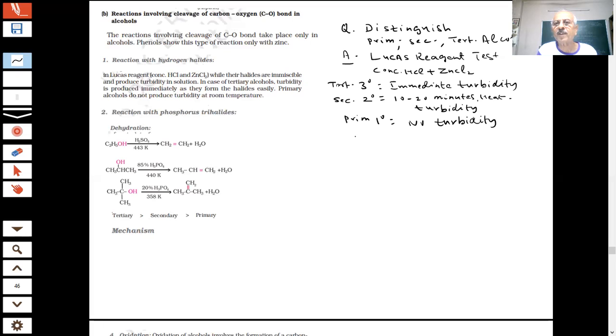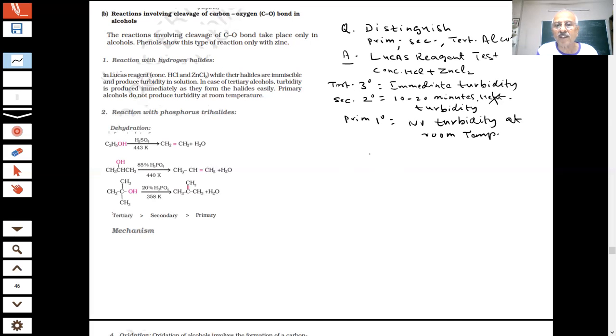This is a very important question. Distinguish primary, secondary and tertiary alcohols has been asked many times, student. So no turbidity at room temperature. Even if you don't heat it, it will take 10 to 15 minutes. I mean, it will come, but it is a slow reaction. Here at room temperature, nothing. So by this method, we could distinguish 3 types of alcohols.